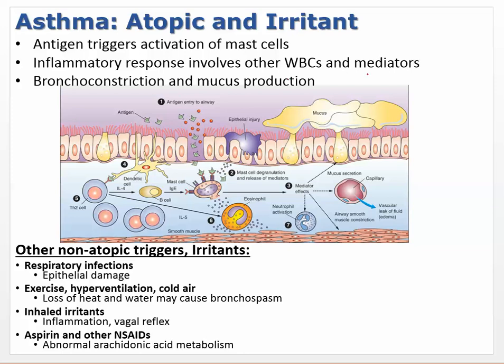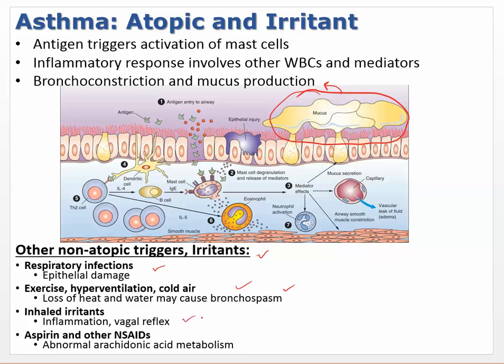I know I just said all this, and mediators, but either way it leads to bronchoconstriction and mucus production. Okay, and that's going to be obstructive exhalation, more difficulty expiring. So other non-atopic triggers or irritants, respiratory infections can do this, epithelial damage, exercise, hyperventilation, cold air. These are also reported to cause this bronchospasm.